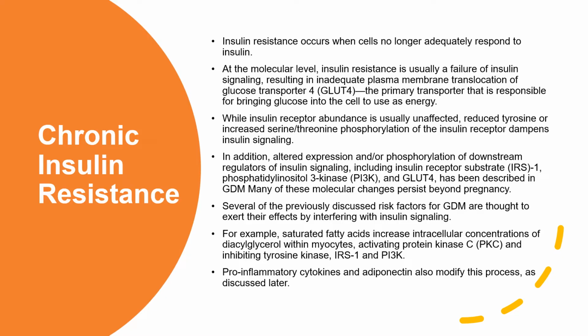Several of the previously discussed risk factors for GDM are thought to exert their effects by interfering with insulin signaling. For example, saturated fatty acids increase intracellular concentration of diacylglycerol within myocytes, activating protein kinase C, PKC, and inhibiting tyrosine kinase, IRS1, and PI3K. Pro-inflammatory cytokines and adiponectin also modify this process, as discussed later.